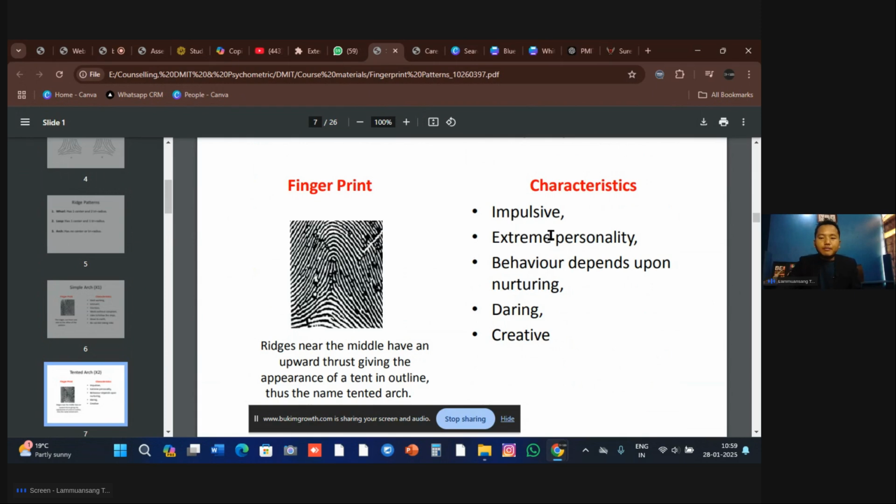Okay, this x2 characteristic: impulsive, extreme personality, behavior depends upon nurturing, daring, creative.